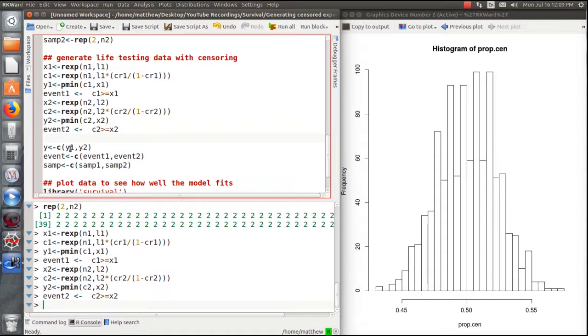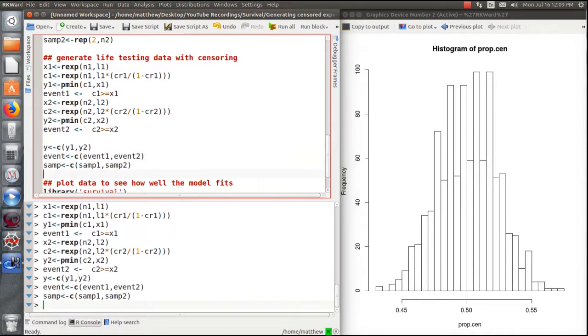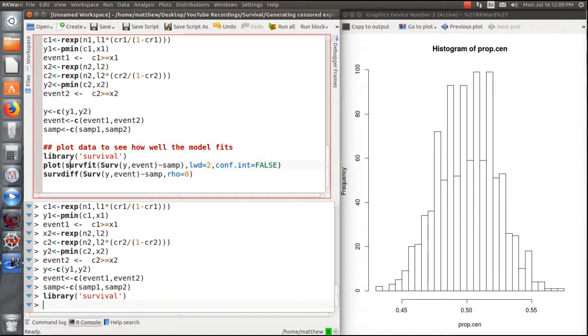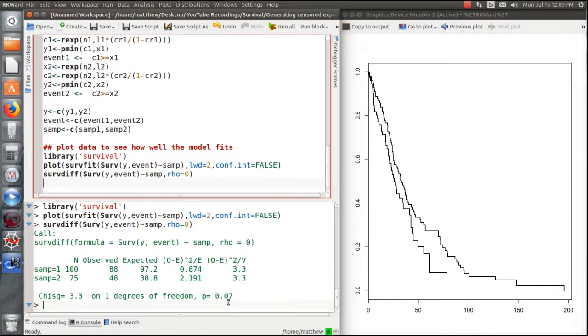Now we're just going to combine sample 1 and sample 2 into one long vector, and the same thing with the events, indicators, and the sample. So now when we plot this, we need to load the survival package, and then here are the Kaplan-Meier curves for each of the 2, and then the survdiff with rho equals 0 is the log rank test, and the p-value is 0.07, not quite enough evidence to suggest they're different.